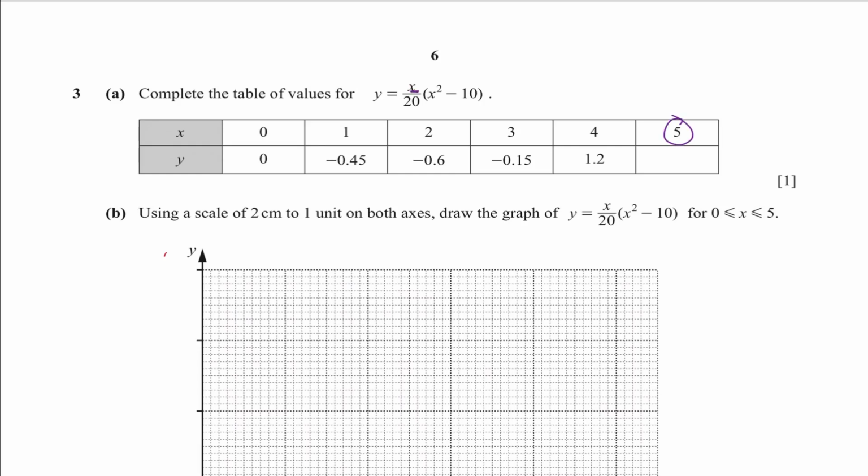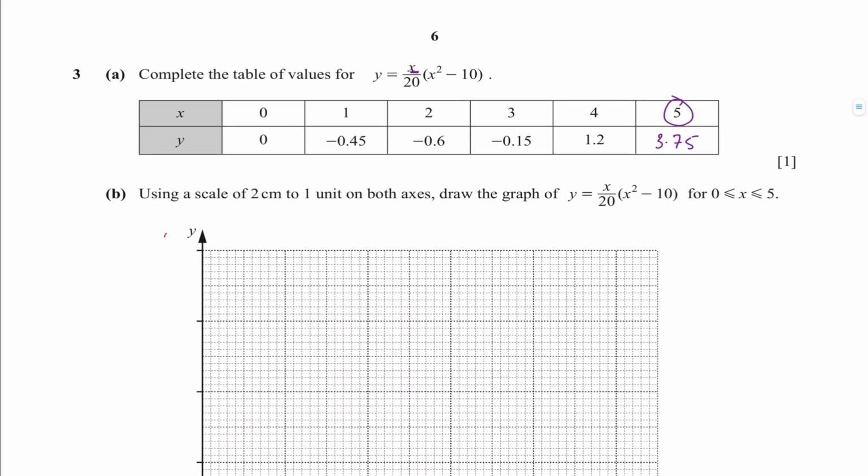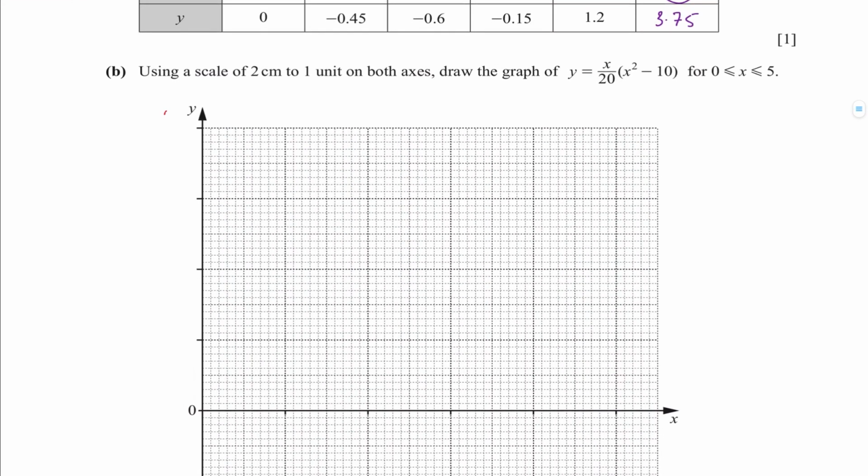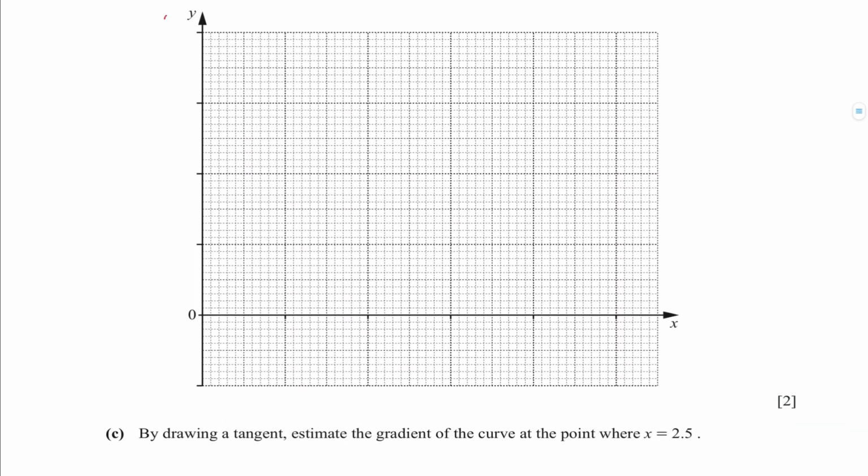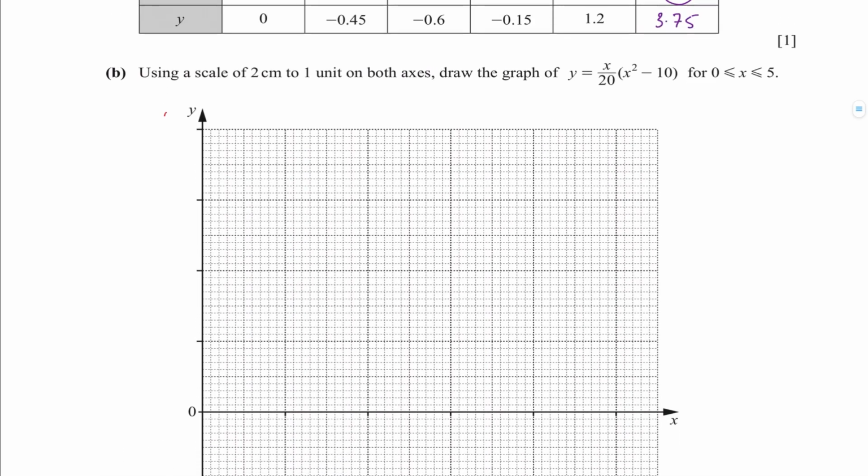So let's do that. 5 upon 20, bracket open, 5 square minus 10. The answer to this is 15 upon 4, or simply 3.75. The next thing you have to do is, of course, draw the curve. Draw the graph. So let's see.